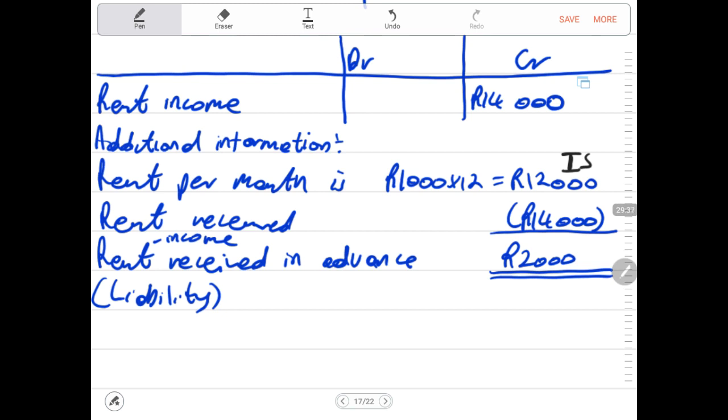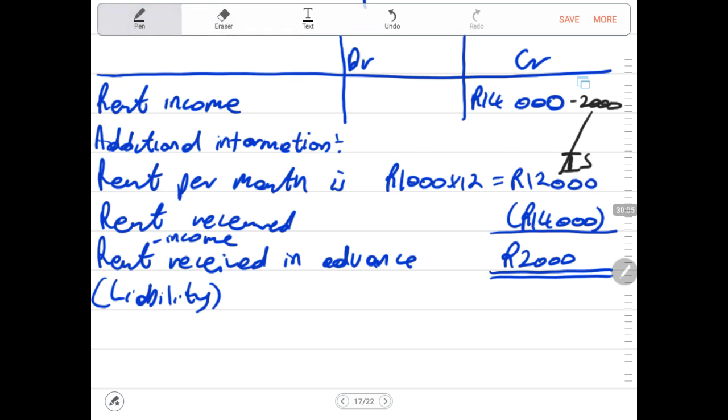Now, if we're supposed to record 12,000 rands, we already have 14,000 rands in the trial balance. What do we do with the 14,000 rands? The 14,000 rands must be reduced by 2,000 rands so that it becomes 12,000 rands. Why do we reduce by the 2,000? Because 2,000 is the amount that was received before time. Which means now we can do the general journal.